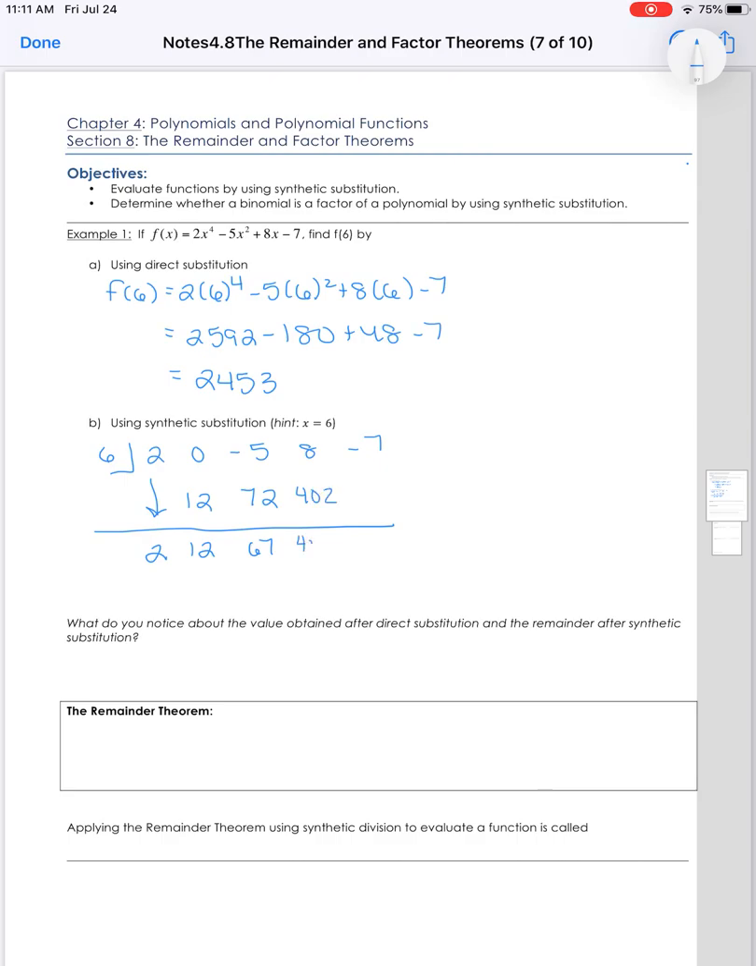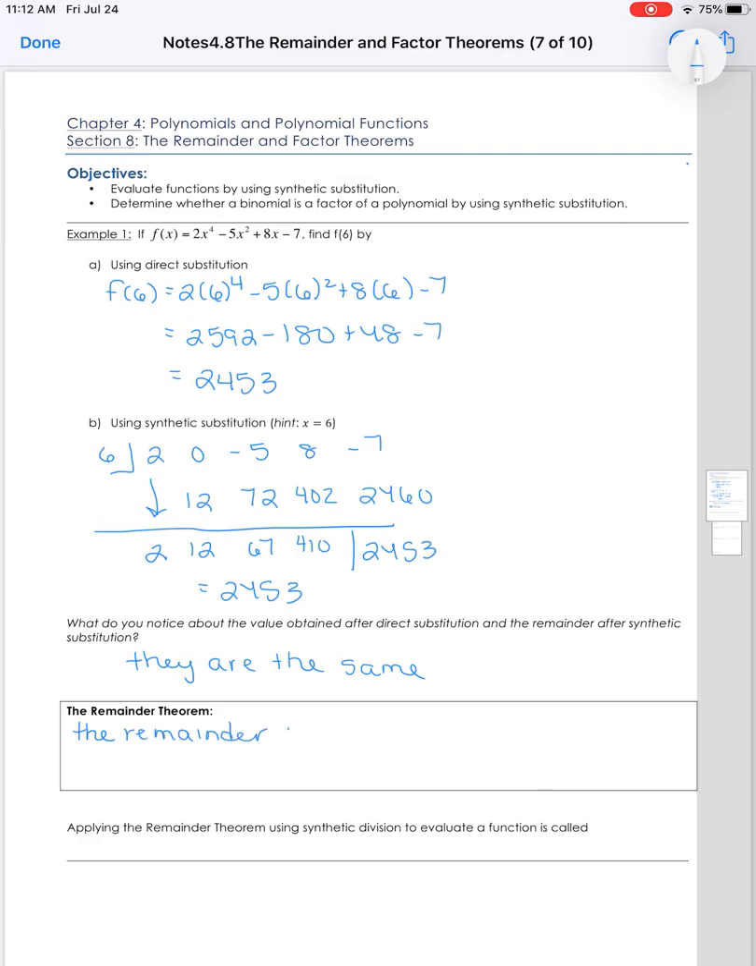If I chose to do synthetic division, I'm going to set up my process here. 6 goes in the half box, and then I have a 2. I'm missing x to the third, so I need a 0, -5, 8, and -7. I'm going to use the synthetic division process to solve this problem. These numbers get a little bit large. So I get 410. When I multiply, I get 2460, and when I subtract, I get 2453. So I end up with 2453. Now, you notice they're the same answer, okay?